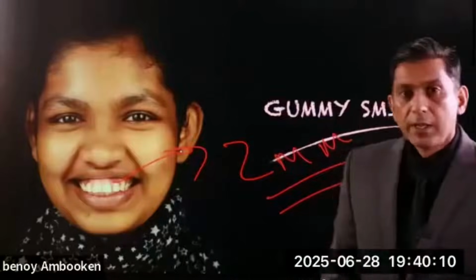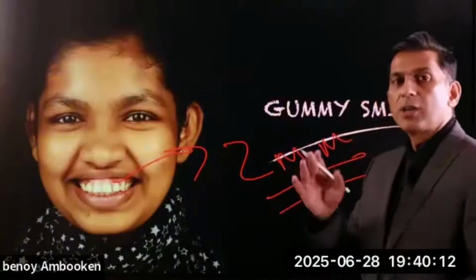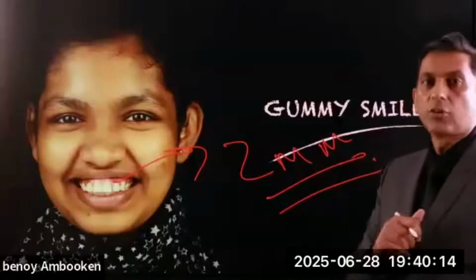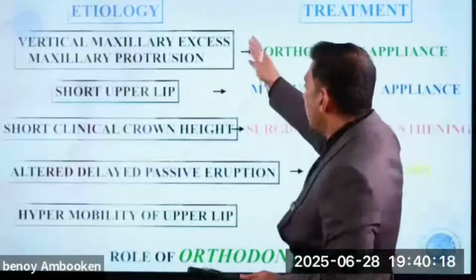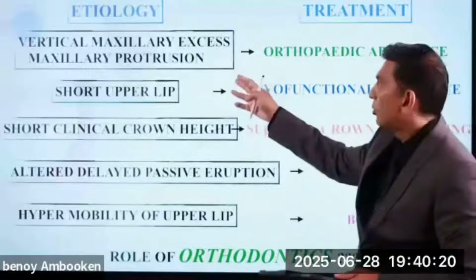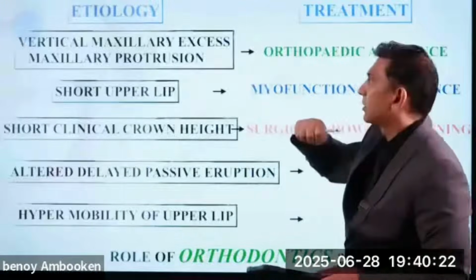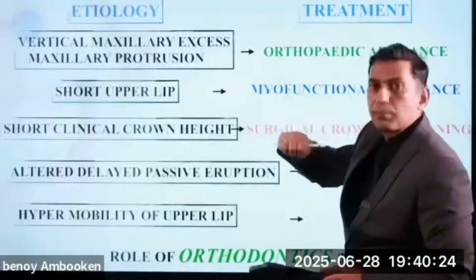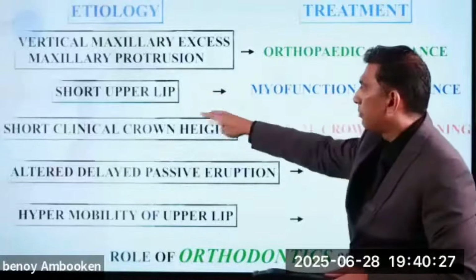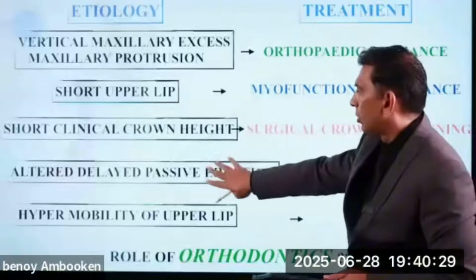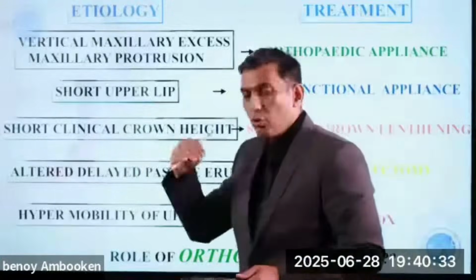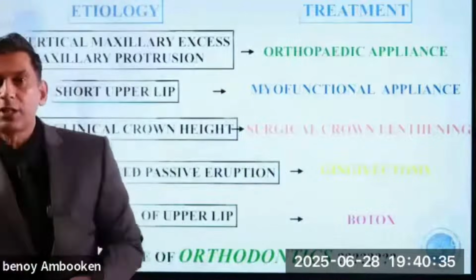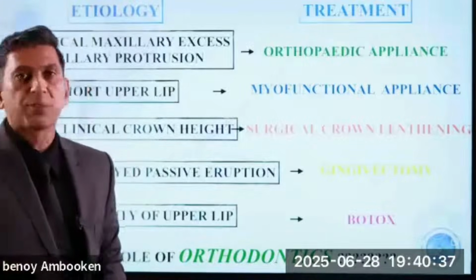Now, as we have mentioned about the gummy smile, again, gummy smile is not 100% to be corrected with fixed orthodontics. Why? Because there are a lot of etiologies when you plan for your gummy smile. The etiology starts from vertical maxillary excess, or it can be maxillary protrusion, short upper lip, short clinical crown height, altered delayed passive eruption, hypermobility of upper lip. A lot of etiologies persist when the patient reports to you with gummy smile.